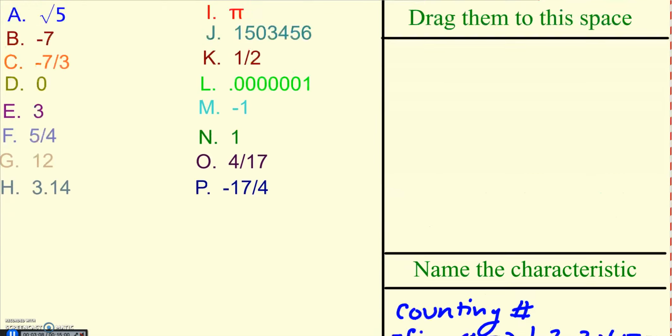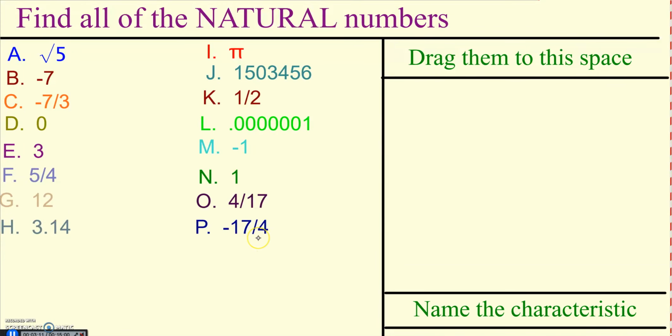So what I'd like you to do is take a look at these numbers A to P, and I would like you to write down which numbers in this set you think are defined as natural numbers. So I'm going to pause the video now and I will come back with my answers. So please pause your video here. So from this large set, the numbers that I had to be natural from 1 and above were the numbers 1, 3, 12, and 1,503,456. Nothing else on the list was defined as a natural number.